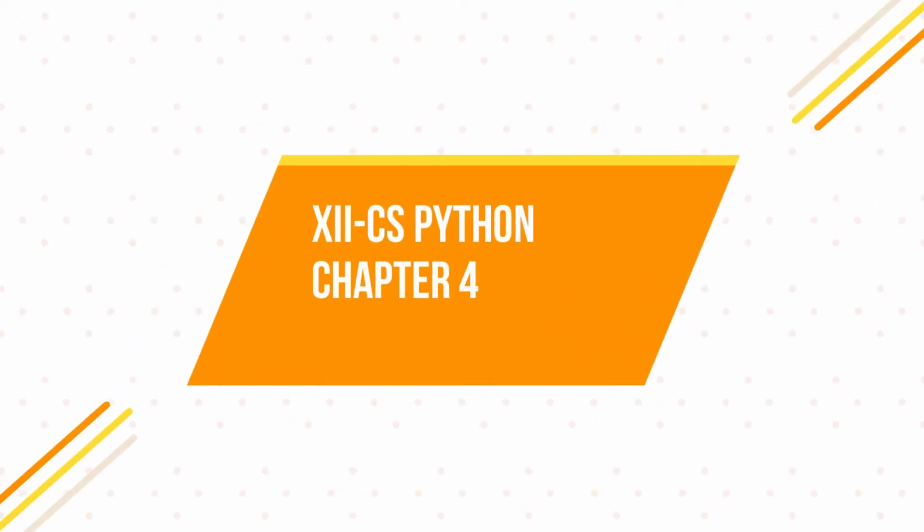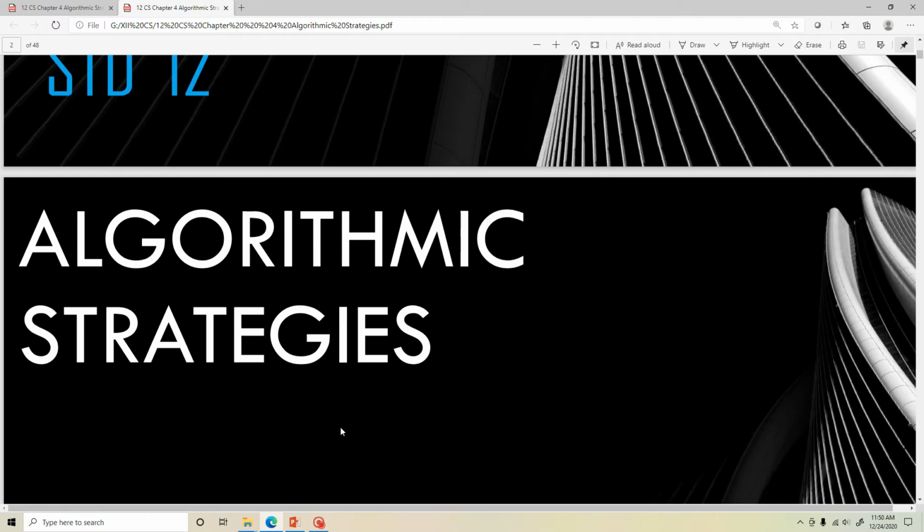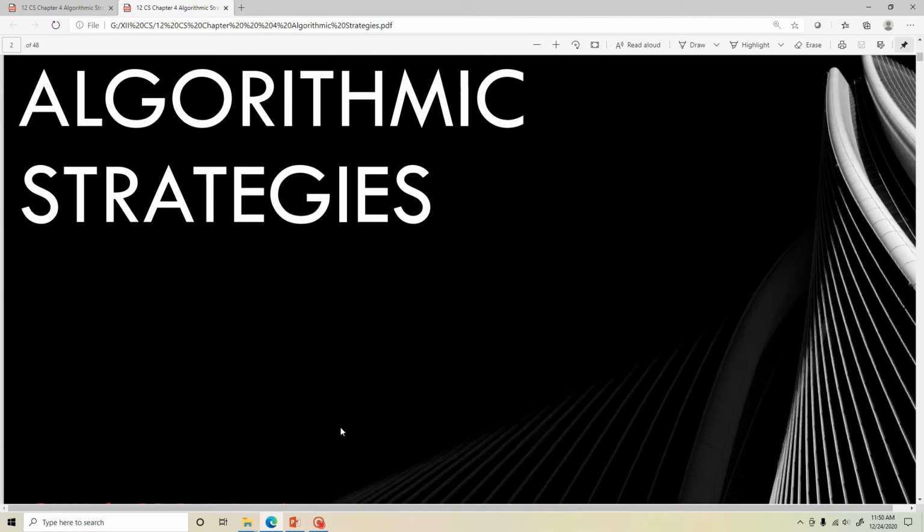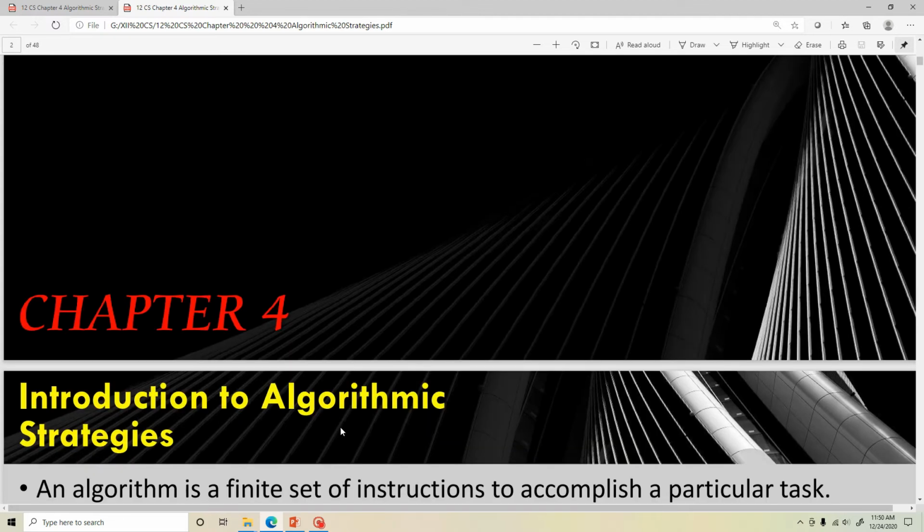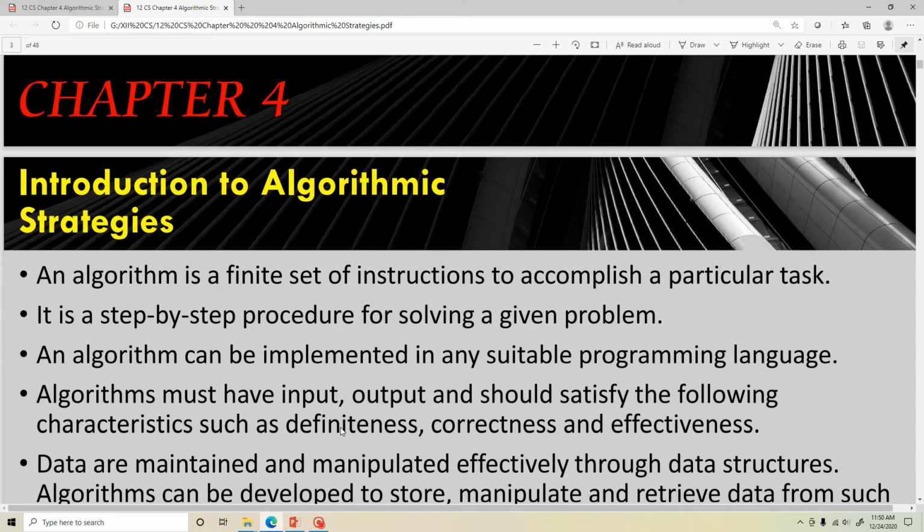Computer Science Standard 12. The chapter is Algorithmic Strategies. In this topic we will see one by one. Here in this topic we will see the next one, Introduction to Algorithmic Strategies. An algorithm is a finite set of instructions to accomplish a particular task. It is a step-by-step procedure for solving a given problem. An algorithm can be implemented in any suitable programming language.